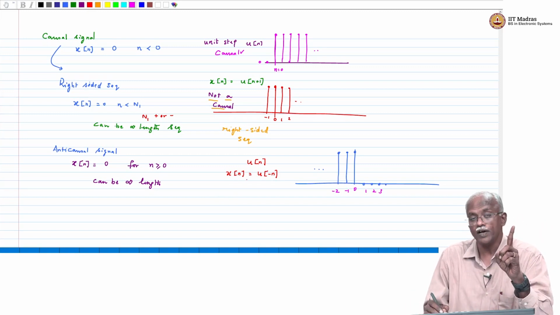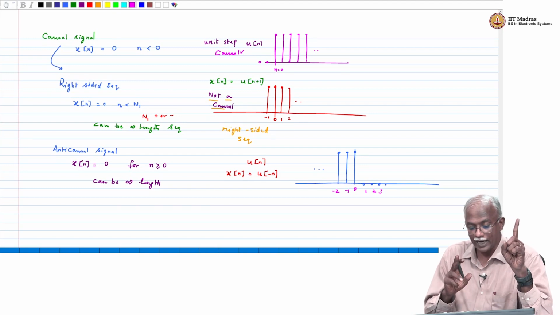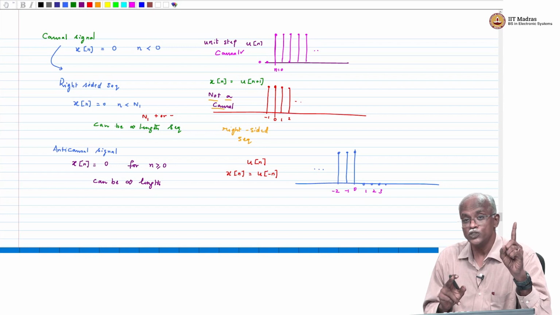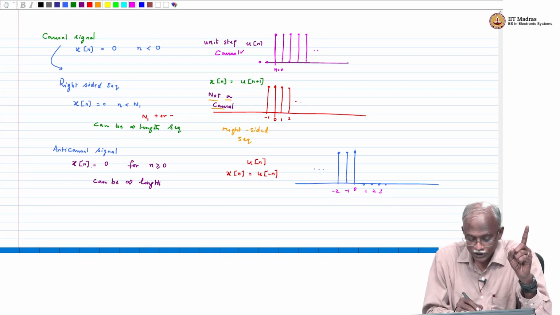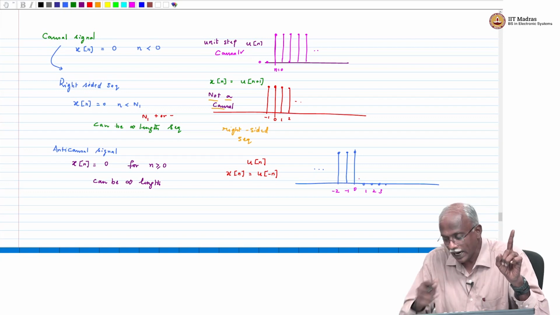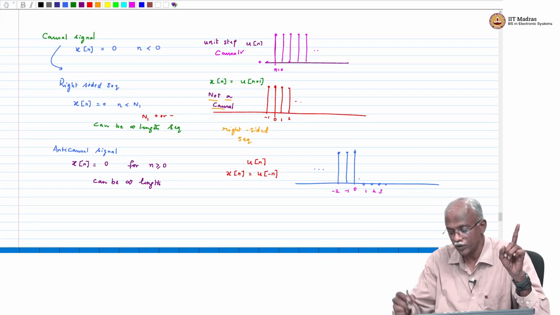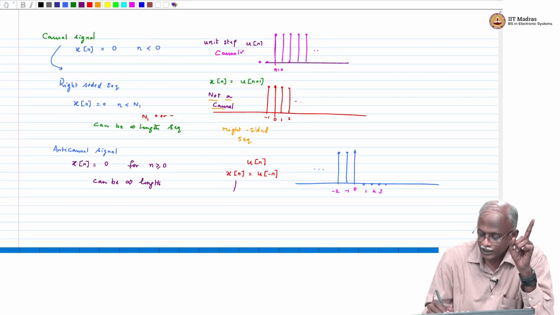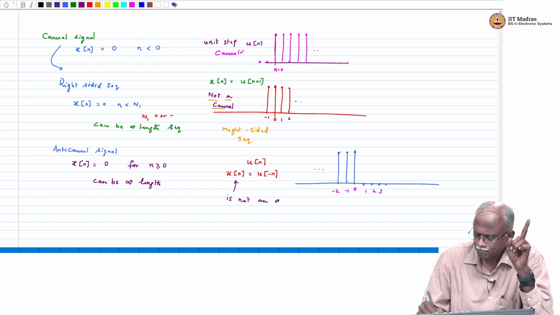Does this satisfy the condition for an anti-causal signal? The answer is no. Why? Because for an anti-causal signal, the signal must be equal to 0 for 0 and all other indices greater than 0. So, this does not qualify. So, x of n, which is u of minus n, is not an anti-causal signal.